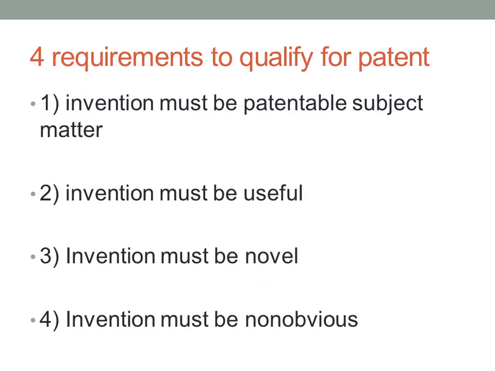There are 4 requirements to qualify for a patent. Those are: your invention must be of a type of subject matter that may be patentable. We'll talk about each one of these in detail. It must be useful, it must be novel, and it must be non-obvious. So let's break these down.